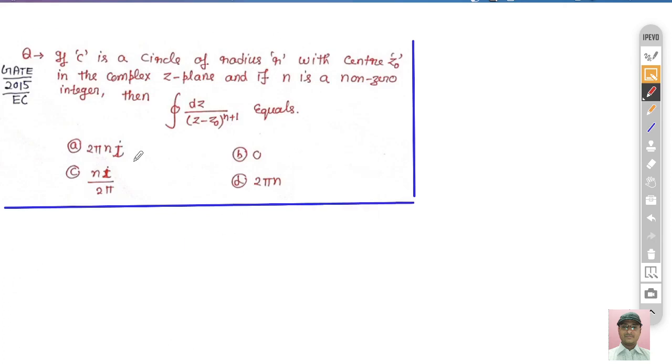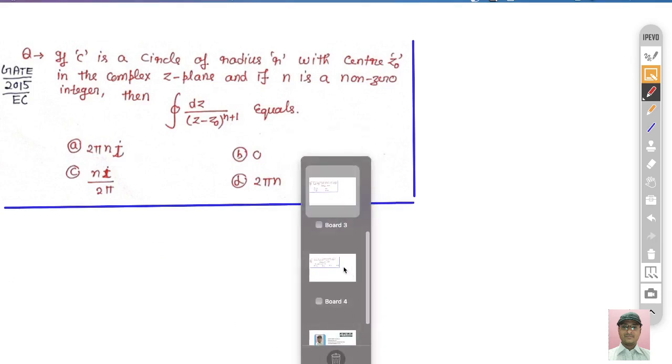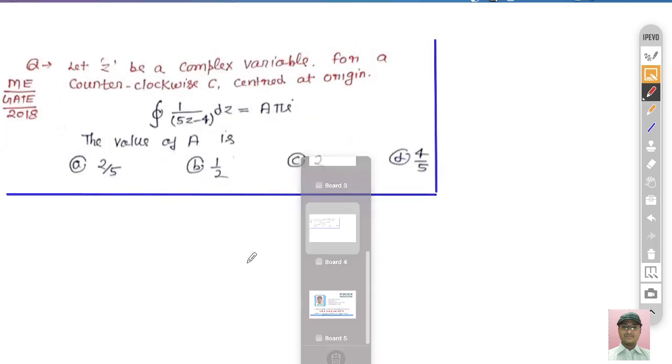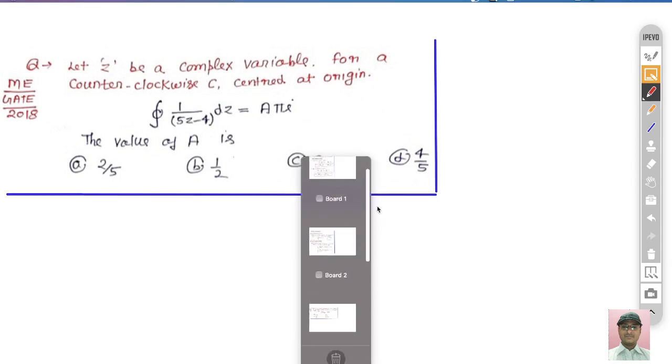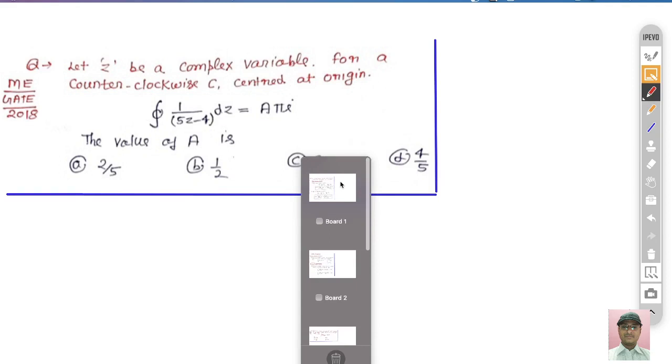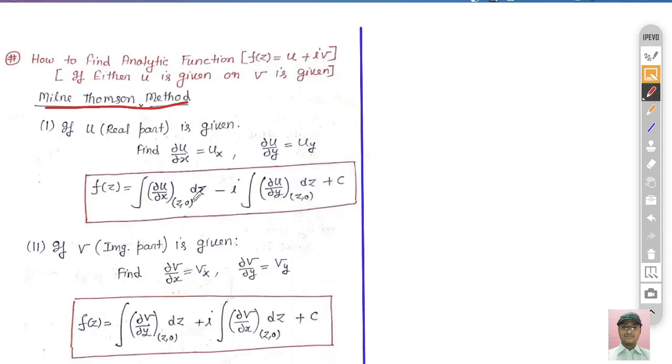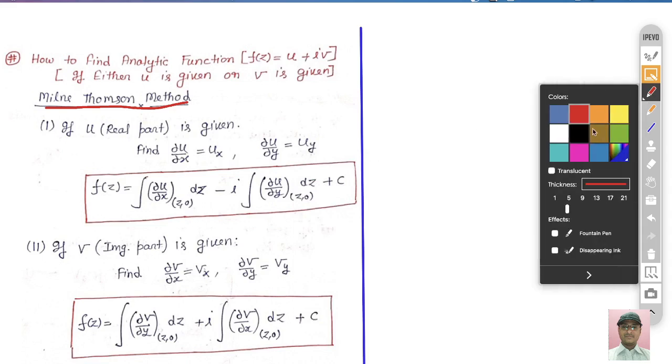So this is the first GATE problem which has been asked in 2015. We solve it, and then the second problem, which is also based on this complex integration, was asked in GATE 2018 in mechanical branch, right? So one by one we cover all these topics. So first let's see what is Milne-Thomson theorem. So first we try to understand what is the use of this theorem.